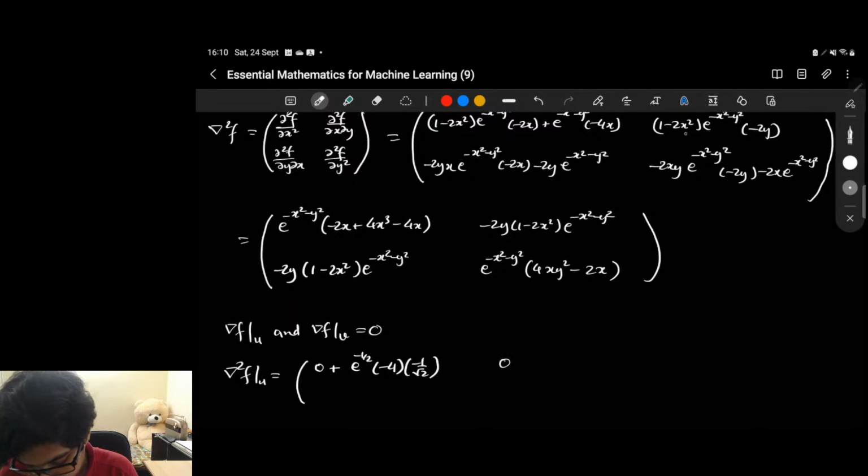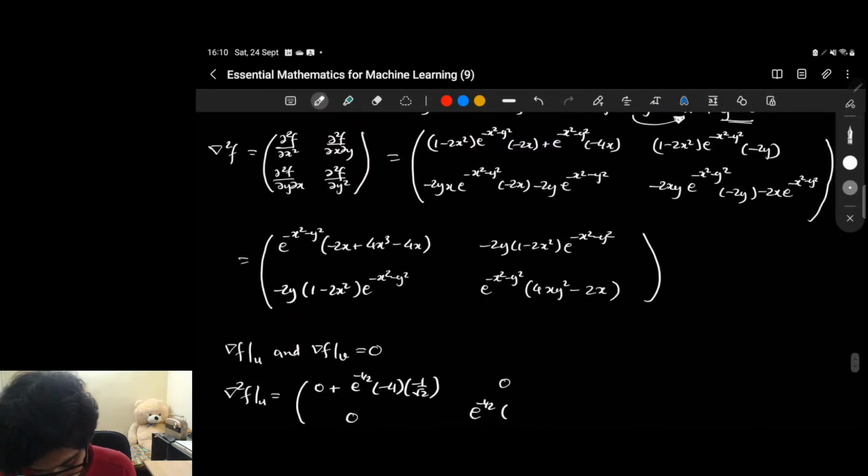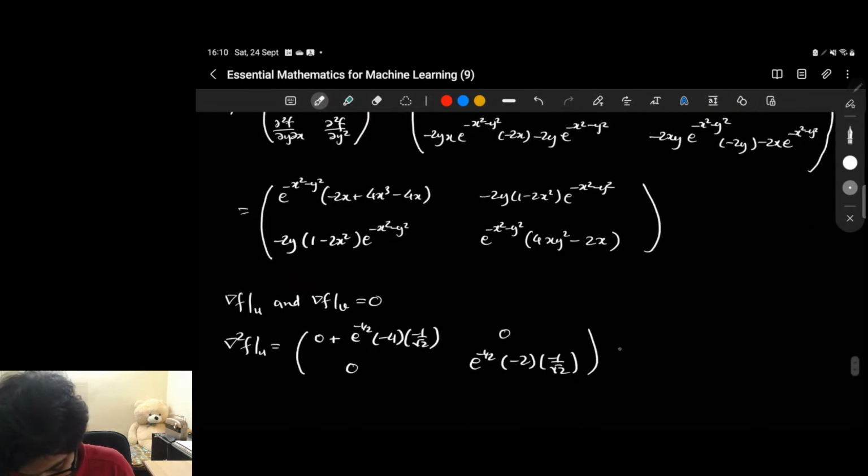Then we have 0 because 1 minus 2x squared is 0. Then again this term is 0, 1 minus 2x squared, that's 0. And then e to the power minus 1 by 2 times y, which is 0, times minus 2 times minus 1 over root 2, because x is minus 1 by root 2. So this is a diagonal matrix.